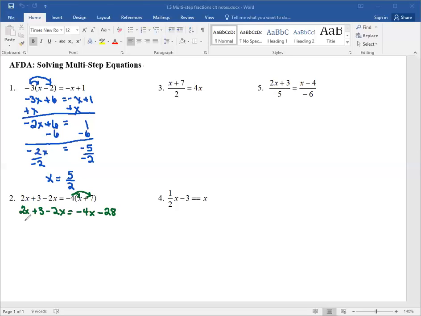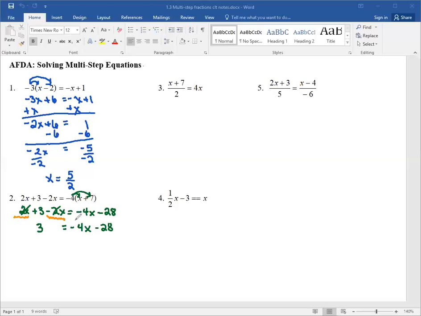Okay, at this point, I need to combine some like terms. So when I look, I have a -2x and a +2x. And when I put those together, -2 and a +2, they actually will cancel each other out. So that leaves me with 3 is equal to -4x minus 28. Okay. I just need x's to be on one side or the other. It doesn't matter if they're on the left or if they're on the right.